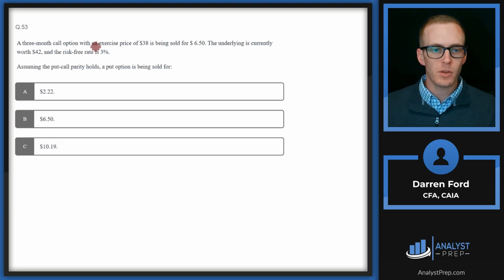Answer B. A 3-month call option with an exercise price of 38 is being sold for $6.50. The underlying is currently worth 42 and the risk-free rate is 3%. Assuming put-call parity holds, a put option is being sold for.